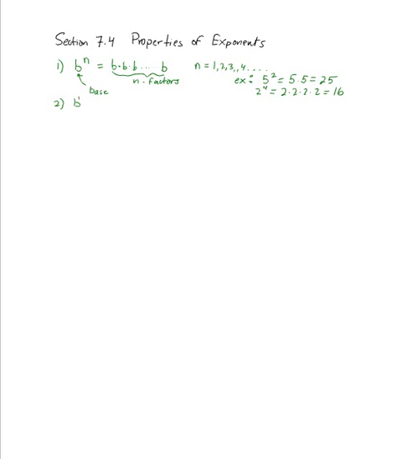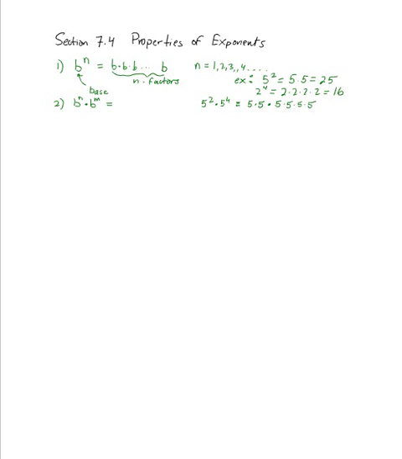If I have b to the n times b to the m, what do I get? Well, let's think about this for a minute. Let's say I had, go off to the side here, let's say I had 5 squared, and I was going to multiply it by 5 to the 4th. So my bases are the same. I have 5 for the base of both of them. Well, 5 squared means 5 times 5, while 5 to the 4th means 4 of them, 4 5s.